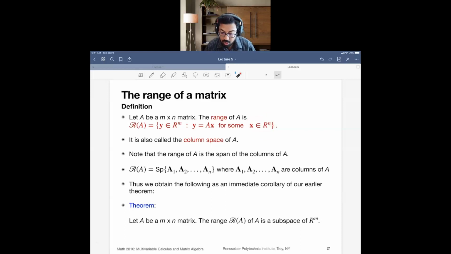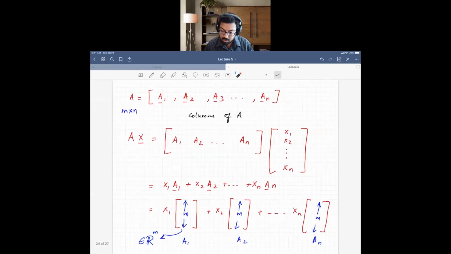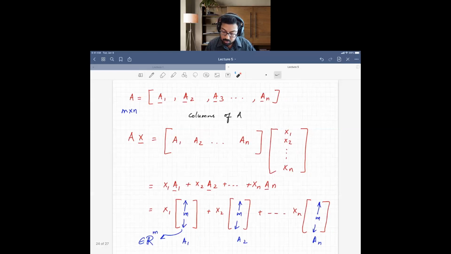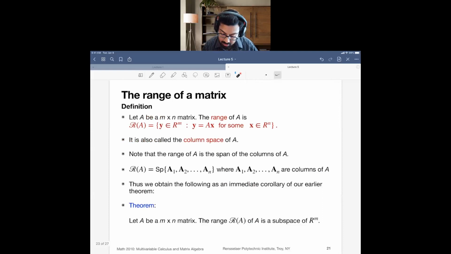This is also called the column space of A, right? What is the column space of A? Any linear combination of the vectors of A, the columns of A, is going to be the column space of A. So the range of a matrix is also called the column space of A. Note that the range of A is going to be the span of its columns. Why is that? We already saw that. We took each column and represented that as a linear combination of all those columns, which means it is going to be the span of the column space. So the range of A is the span of the columns of A.